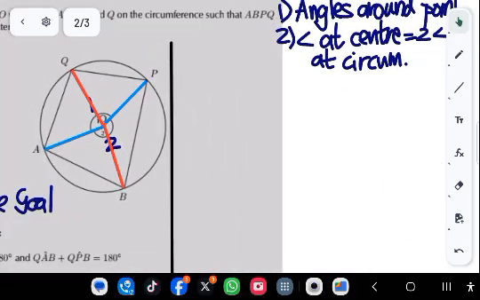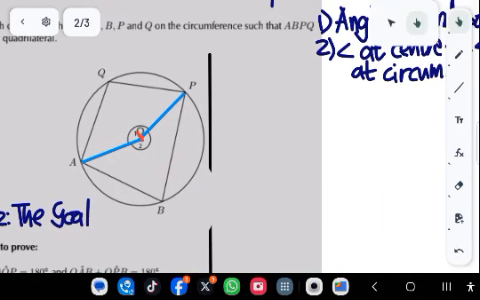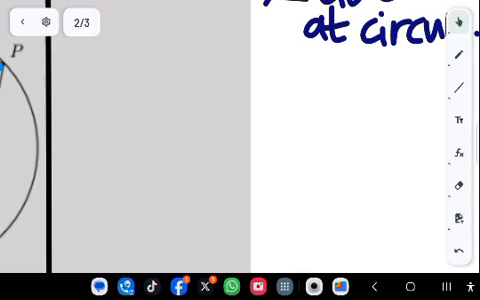So let's go. Let's prove that angle Q plus angle B equals 180 degrees. So using the blue construction. Now let's remove this and use the blue construction. Right, let's fix that. Now here is the proof.